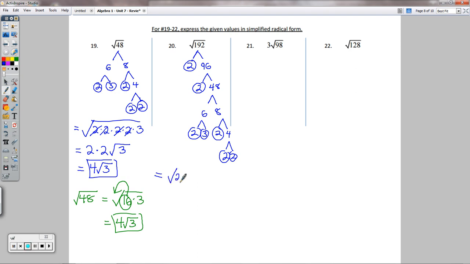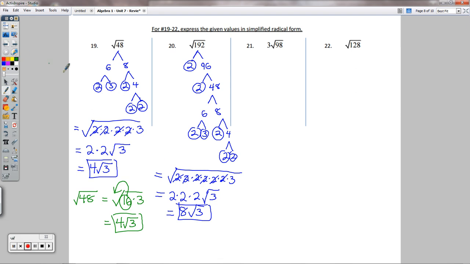You're going to have 1, 2, 3, 4, 5, 6 2s actually on this one, and then a 3 after that. You've got 3 pairs of 2s, so you're going to have 2 times 2 times 2, 3 2s on the outside. The pairs come out as a single 2. So you've got that, and 2 times 2 times 2 is 8 times the square root of 3.